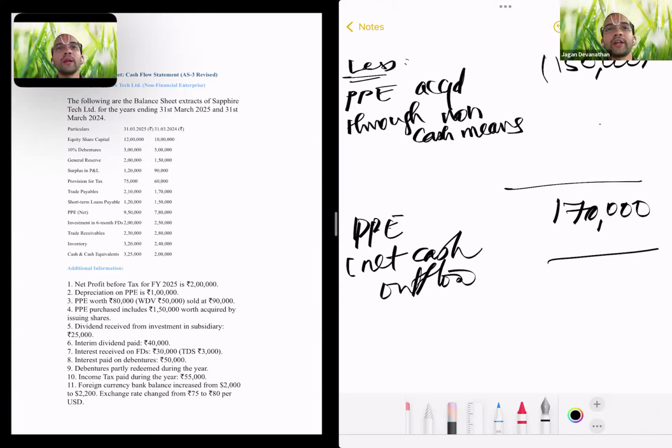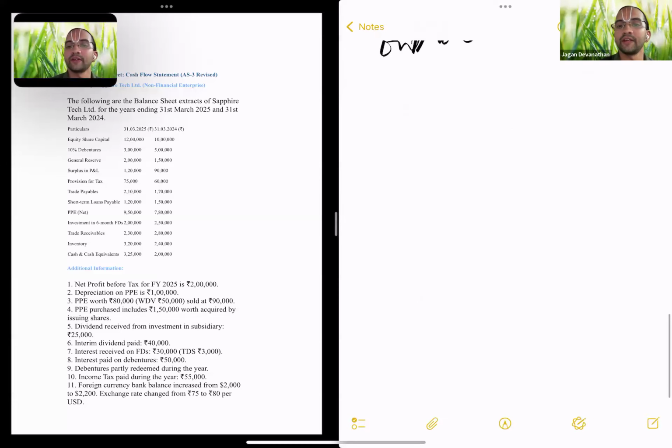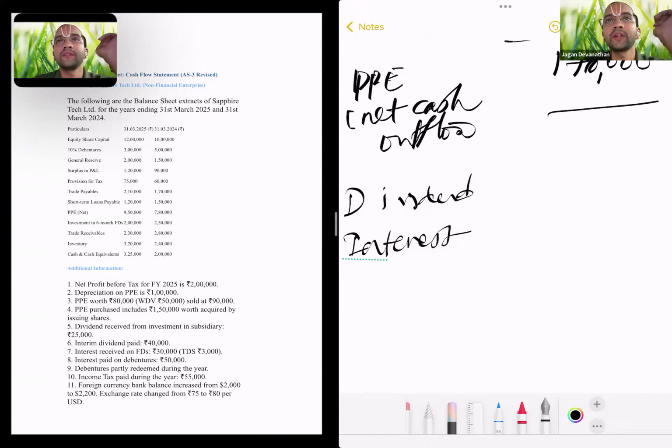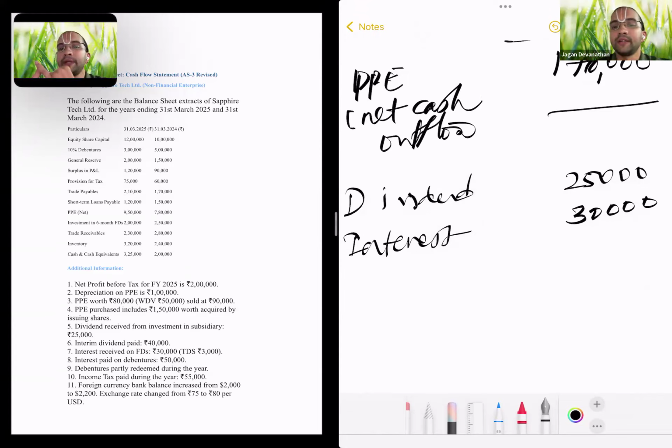Now, we have dividend received as well. Dividend and interest. So dividend received is how much? 25,000. Dividend received is 25,000. We have to add it back. It's a cash inflow. Now interest received is 30,000. Now we are saying that we sold PPE, so that is also to be added. Sale value is 90,000.